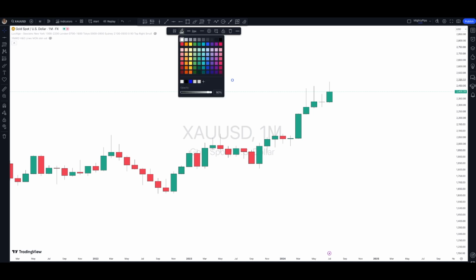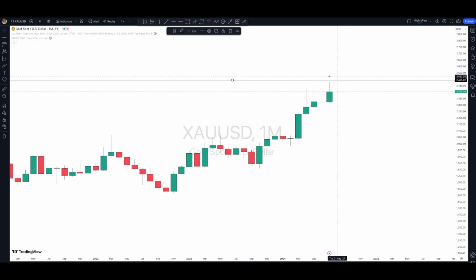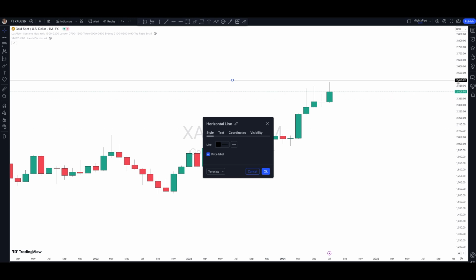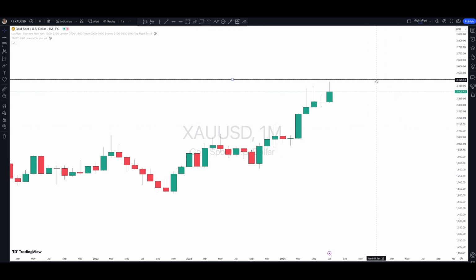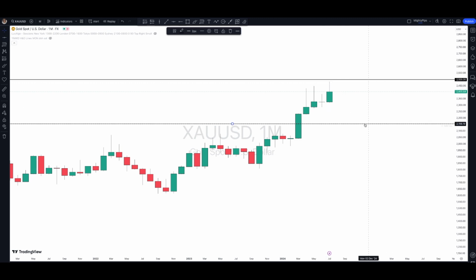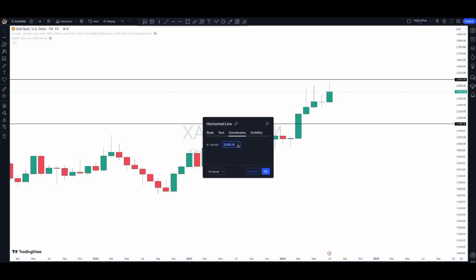Let me change the color of this so that it's visible. So what I do, I come here and I change this. As you can see here on the right, it's a 2495. So what I change is I make this 2,500 like that. Okay, that's a round psychological number. The next round number below this area would be 2,000. So you also change this to 2,000.